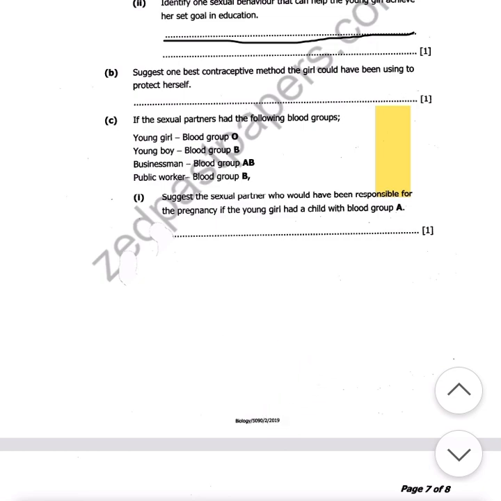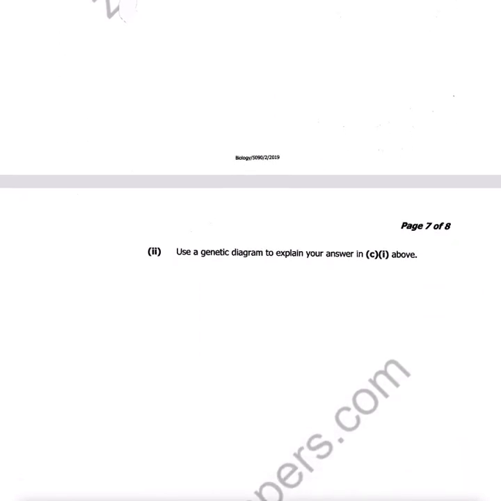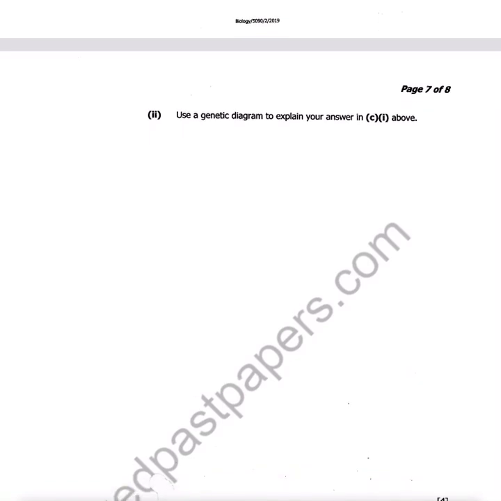Okay, then we move on. The last part: use a genetic diagram to explain your answer in C1 above. We need to use the genetic diagram to explain the answer. So what will be the answer here? Genetic diagram. So let us draw the genetic diagram here.